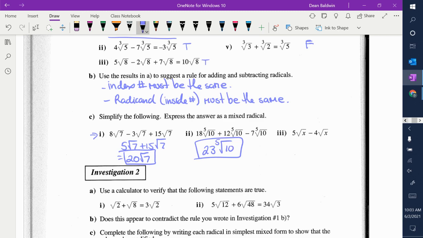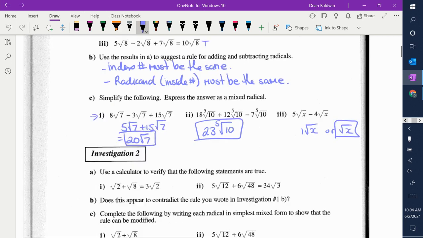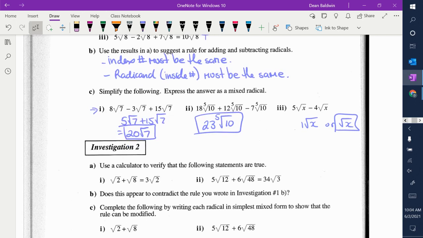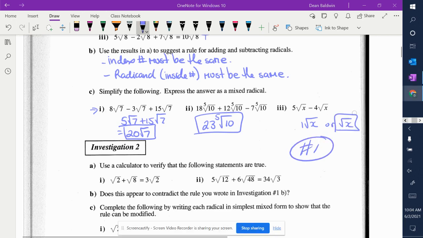Even if it's a variable, x in this case. 5 root x minus 4 root x. How many root x's do I have? 1. So you can write 1 root x, or the convention would just be to write root x. You don't have to put the 1 in. Okay? So it's just like combining like terms like we did in algebra in grade 9 and 10. I think that's when you learn that. All right, question number 1, and that'll bring us up to break.